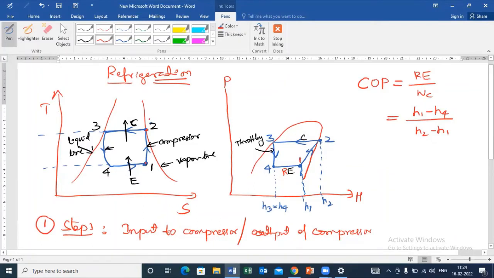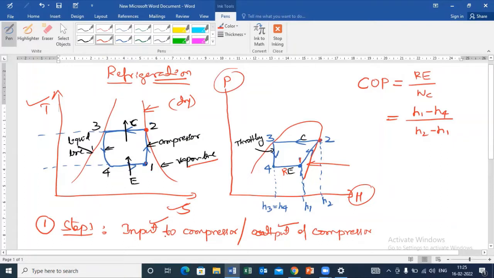Point number two is on the dry line, that is the vapor line. So this condition I will call dry. In the question paper it will clearly mention that the output of the compressor, the refrigerant, is in dry condition. Then this is the TS diagram you need to draw, and point number two on the pH diagram should lie on the vapor line or dry line. Either he will give input to the compressor or output of the compressor.